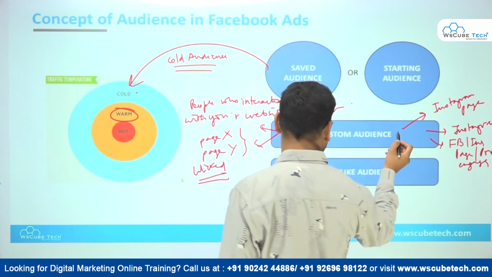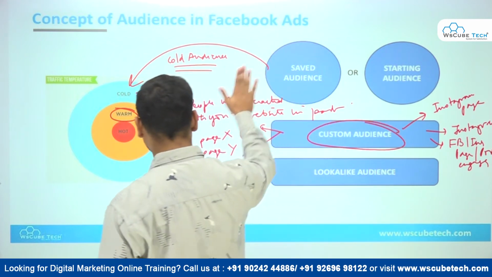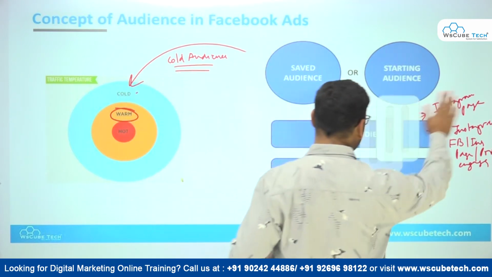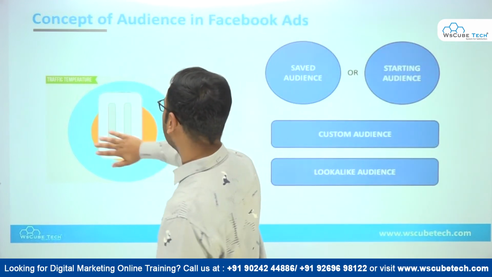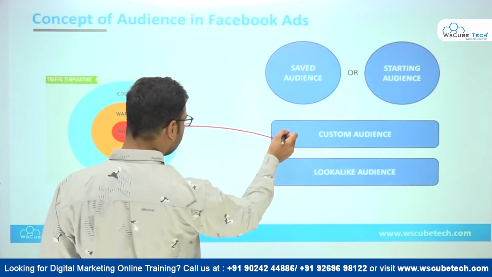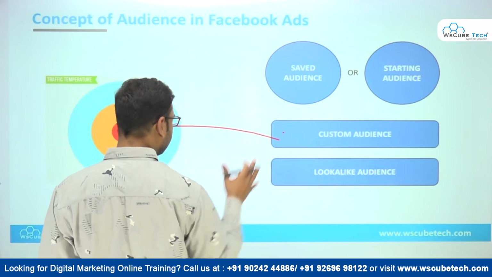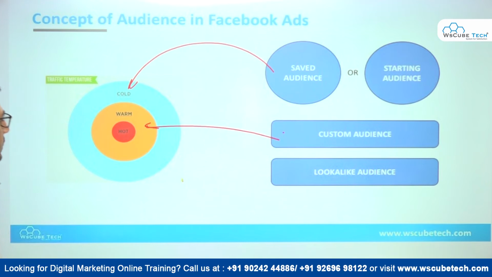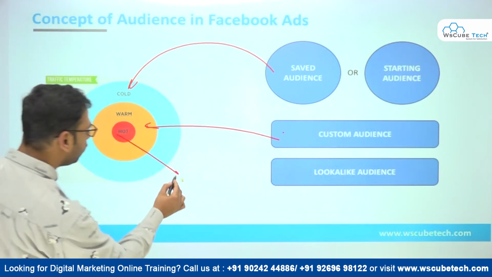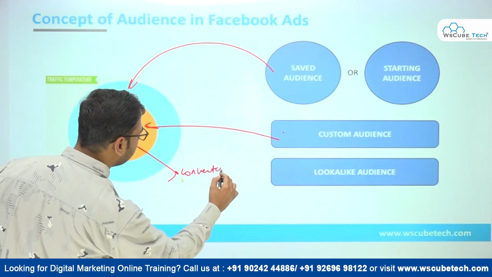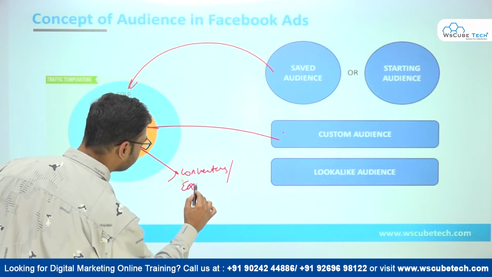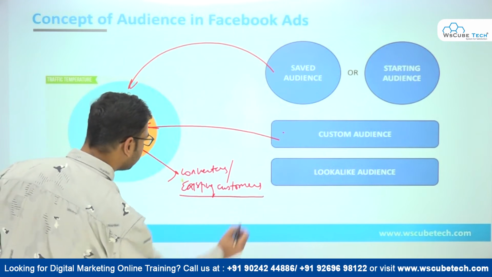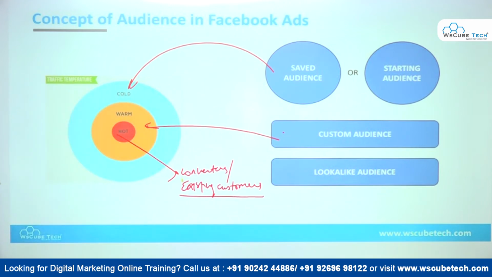Now all these options come under custom audience, and custom audience is basically the warm audience that you see over here in the traffic temperature section, right? When we say custom audience, they have basically interacted with your business before. When we talk about the saved audience, that is basically your cold audience. And the hot audience are basically the converters, or we can say existing customers.